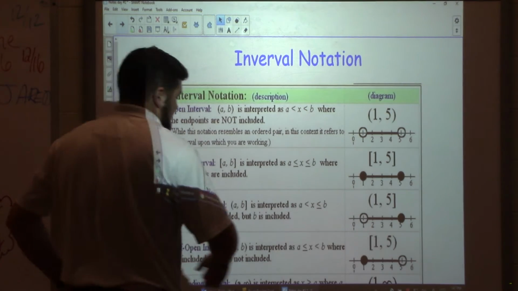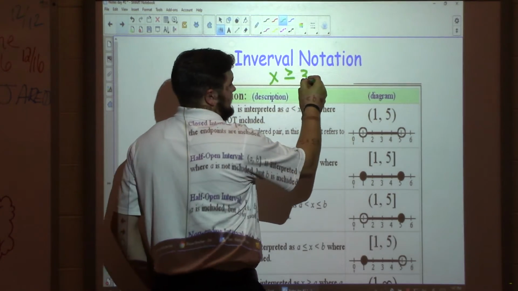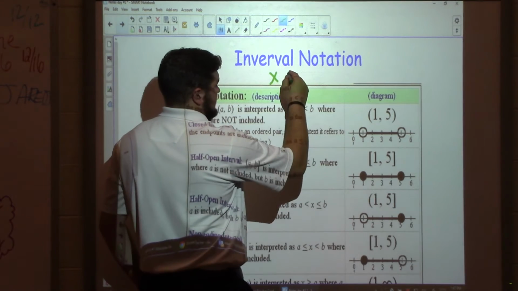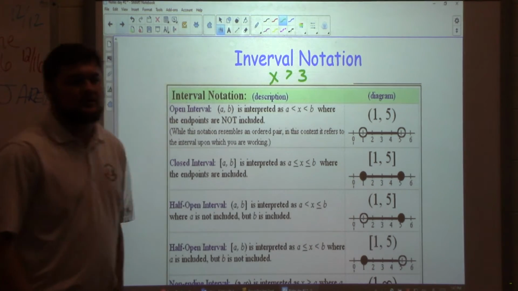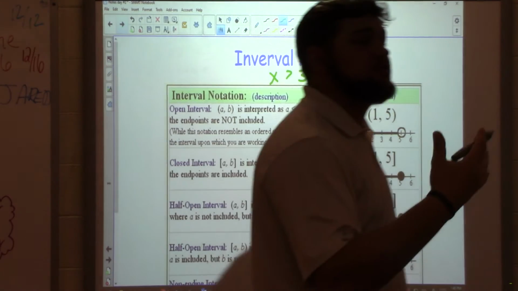So if I talk about, let's say, x is greater than 3. What does that mean? What numbers can I have that would satisfy that? 4 and above. 4 to infinity. So that is exactly what interval notation is writing out.